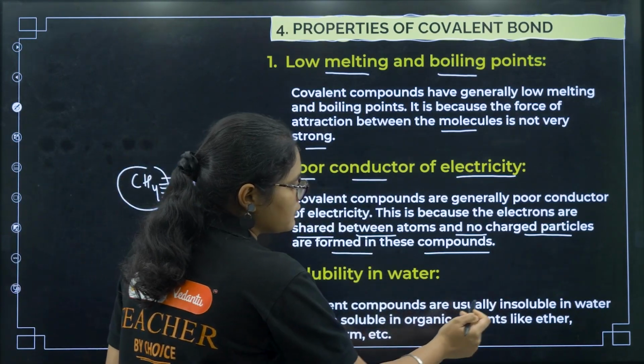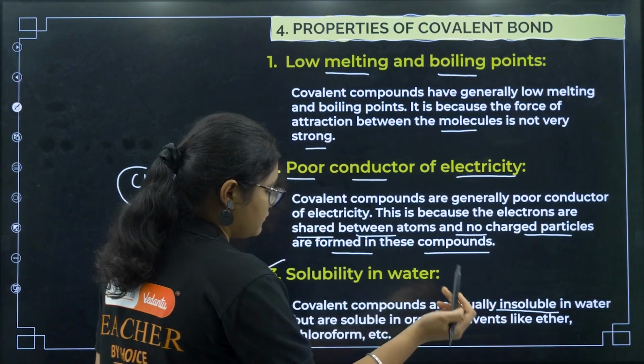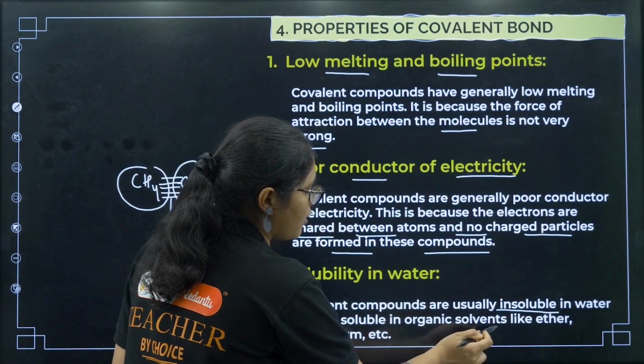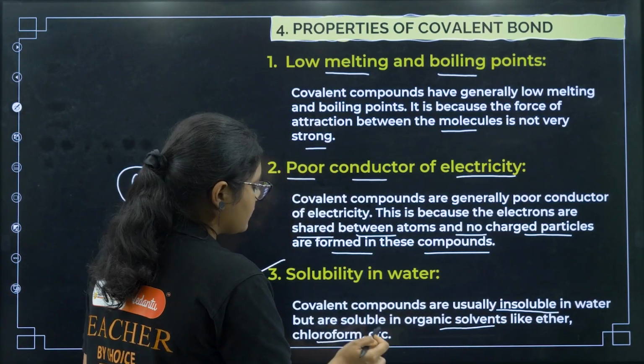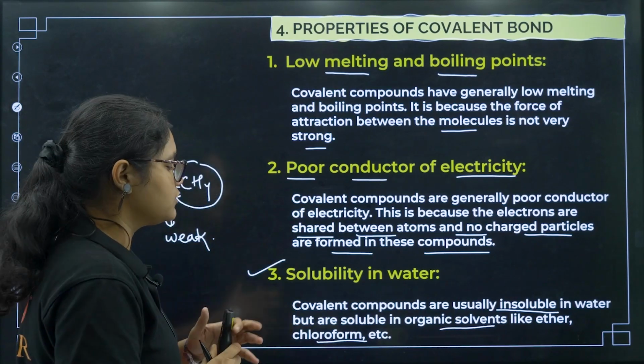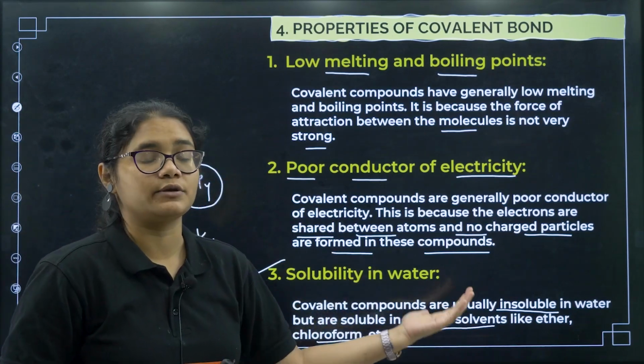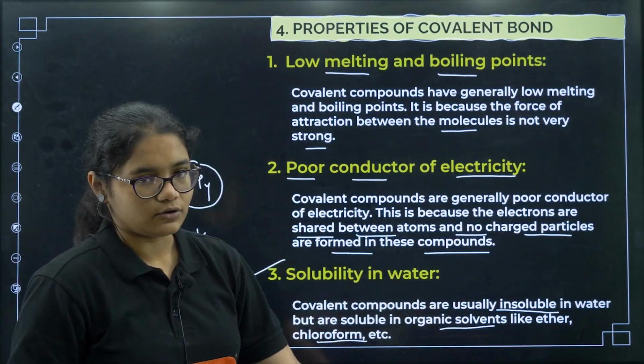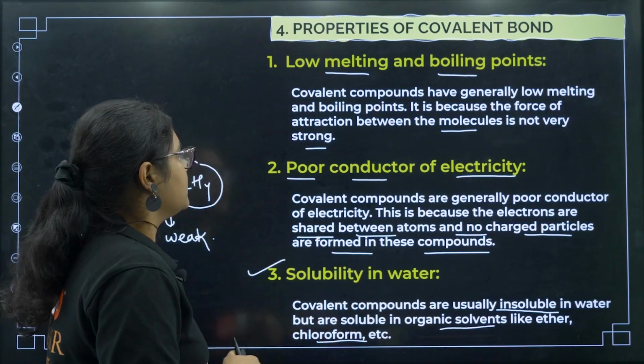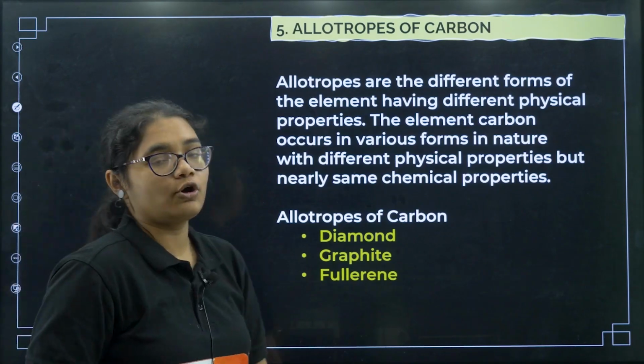Third is about the solubility in water. Covalent compounds are usually insoluble in water but are soluble in organic solvents like ether, chloroform, etc. So they are not soluble in water but they are soluble in other organic solvents. Okay, fine.